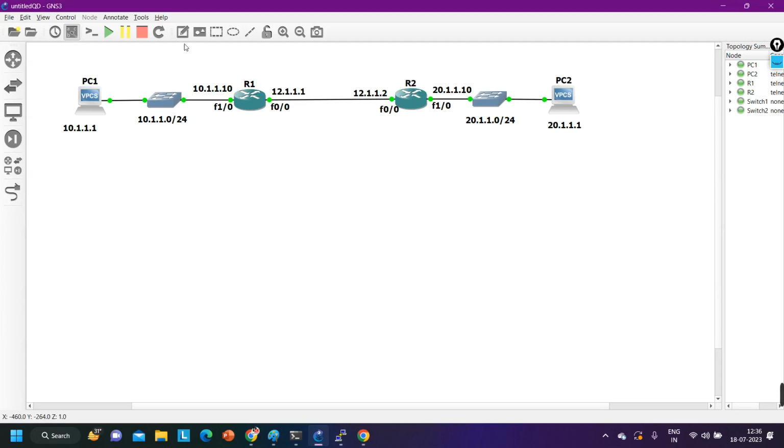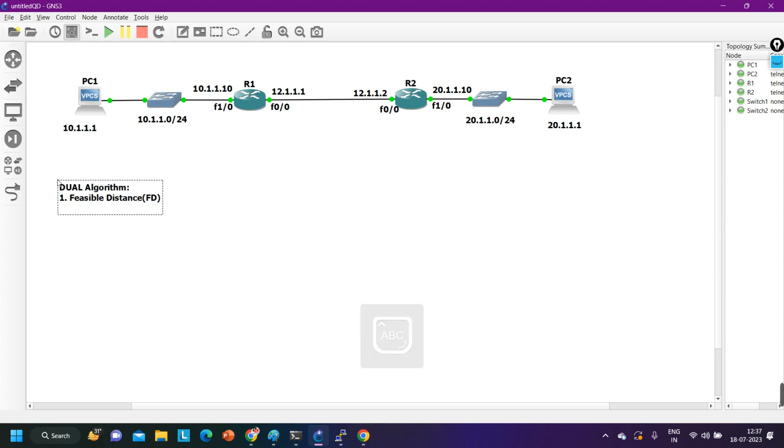Now guys, the DUAL algorithm has some terminology. As you know, EIGRP uses the DUAL algorithm for best path selection to calculate the routing table. If I talk about the terminology of the DUAL algorithm, we have terms like FD. FD is nothing but feasible distance. Feasible distance, in short we call it FD.